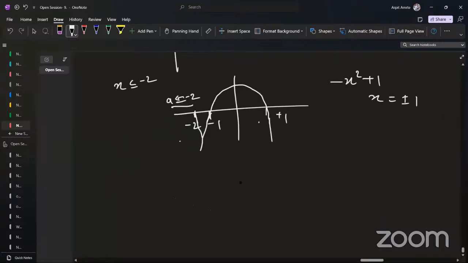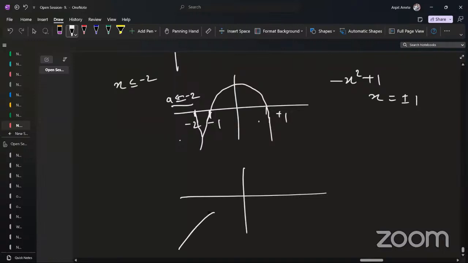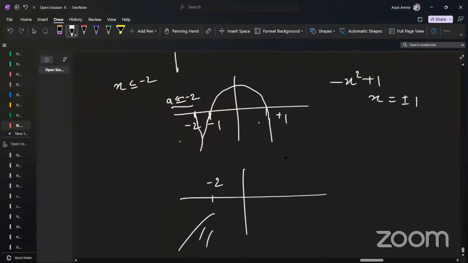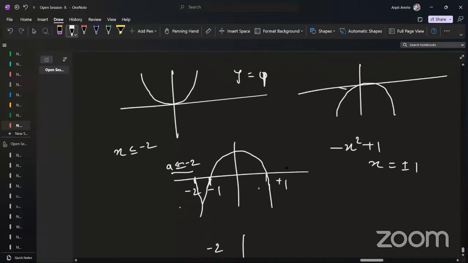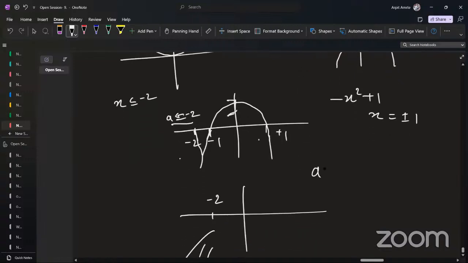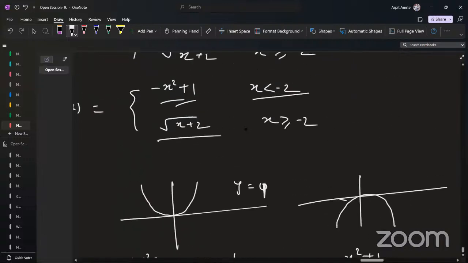So what will be my function further? The function will be like this, up to minus 2. And this is 1-1. Even if I take the value up to 0, if I take a equal to 0, then for x less than 0, not less. If I take the value in this case, okay, not this function.